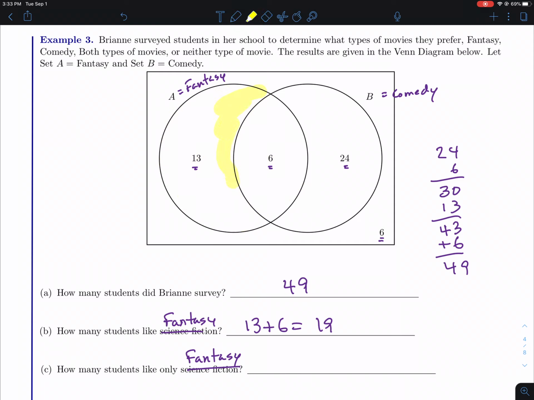Now, when it says how many students only like fantasy, that's where we want to get just that 13. So we don't want to include the people that like both categories. In this case, they only like fantasy. That's all they like to watch. That's it. So it's going to be just 13 in that case.